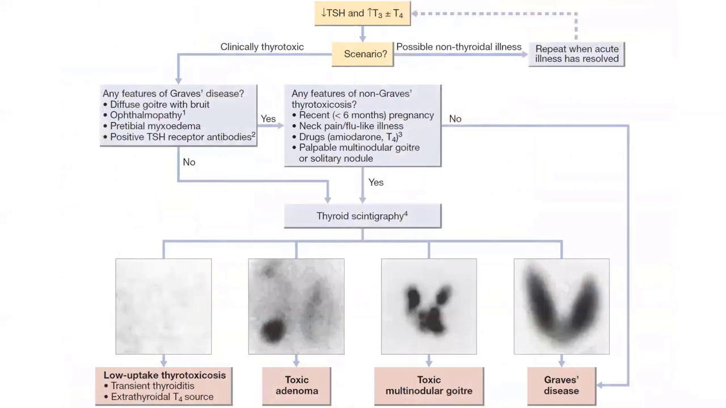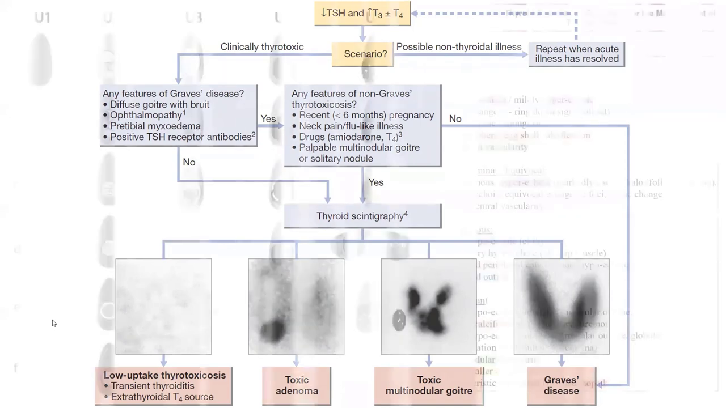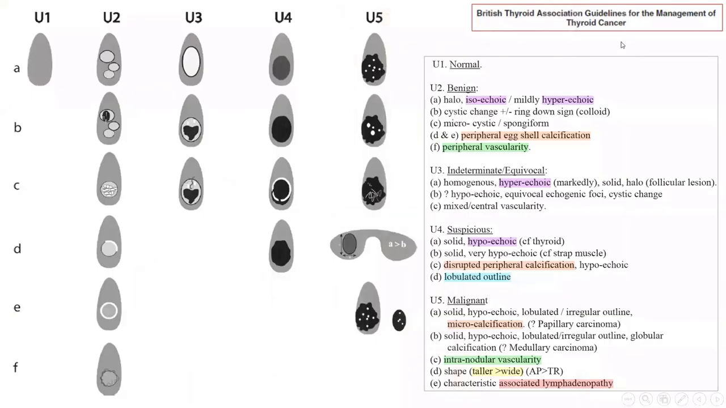And this is how to assess any case of thyrotoxicosis. Thyroid scintigraphy: this is Graves' disease, this is toxic multinodular goiter, this is toxic adenoma, and this is low-uptake thyrotoxicosis.